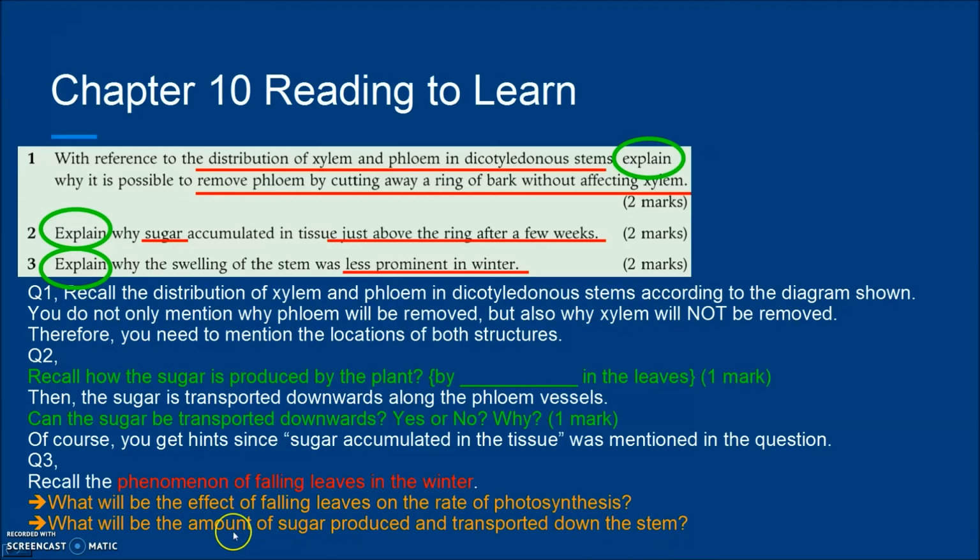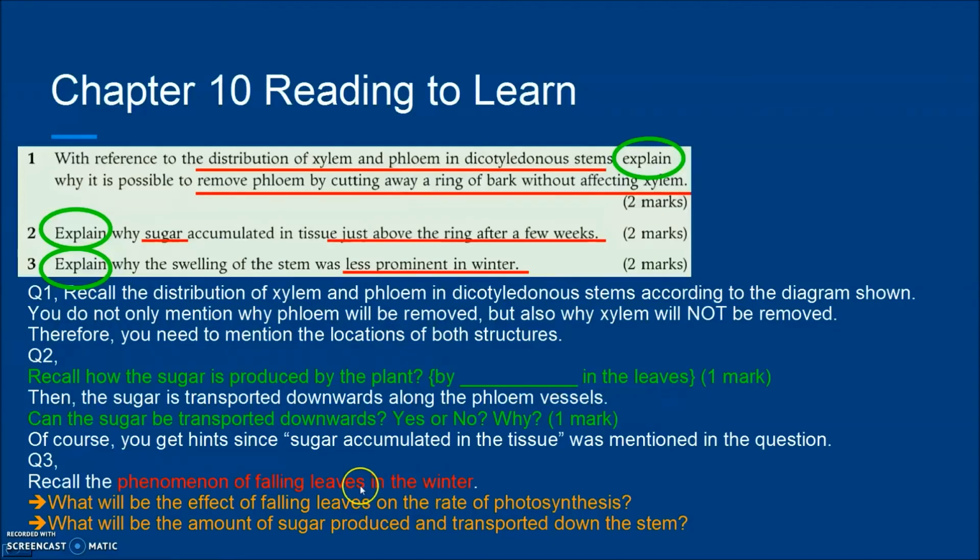Larger or smaller? Remember that we are not talking about whether sugar is produced or no sugar is produced. It's talking about the amount, because we are talking about the rate, higher or lower, in winter.